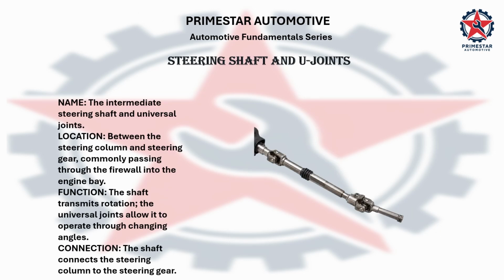Next is the intermediate steering shaft and its universal joints. It is located between the steering column and the steering gear, commonly passing through the firewall. The shaft carries steering rotation, while the universal joints allow it to operate through different angles.